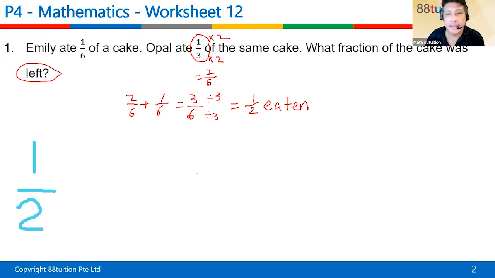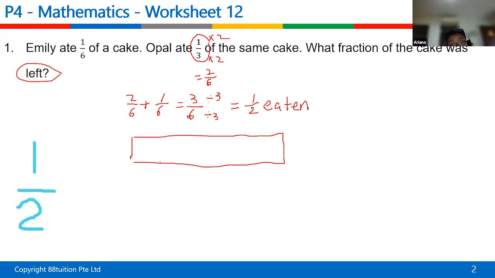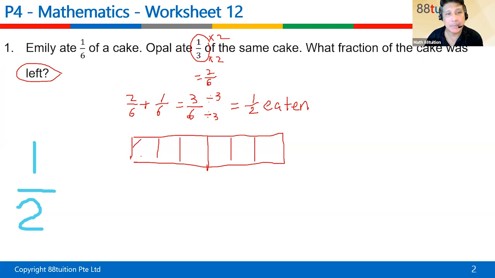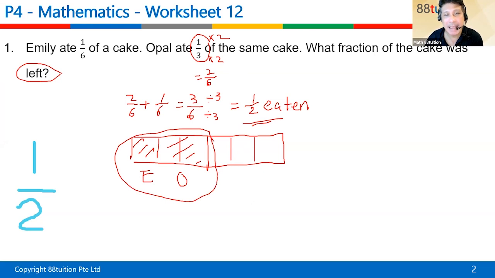Just to show you in terms of a model, this is the whole cake. When you cut into 6, we have 6 pieces. I'm trying to change it into the unitary method for you. So 1/6 is 1 piece, this would be Emily. Then 1/3 you change to 2/6, so it is here, this is Opal. Currently your half eaten is here. We want the left, we want this side. So you have to continue. You cannot just leave it like that, if not, your answer will be marked wrong.